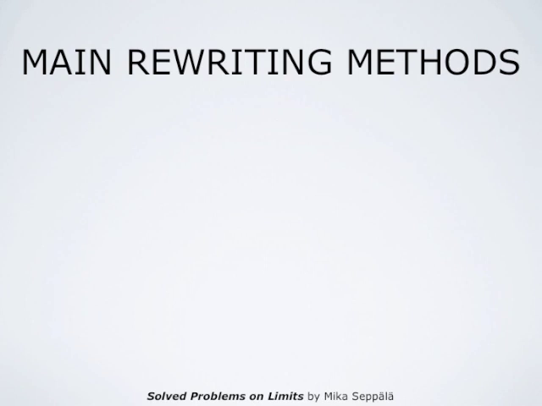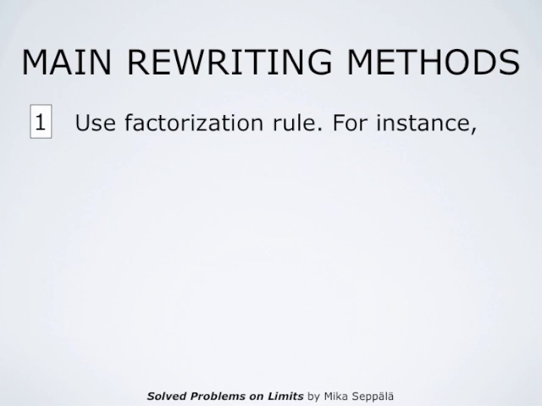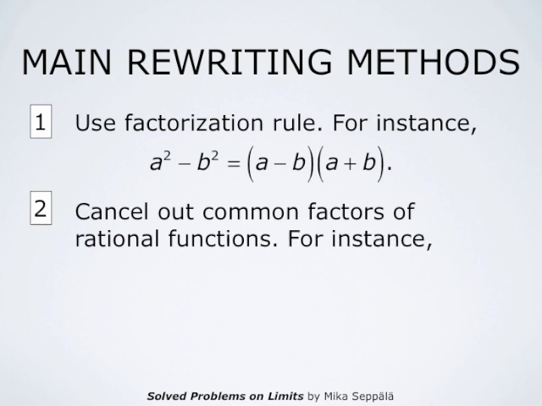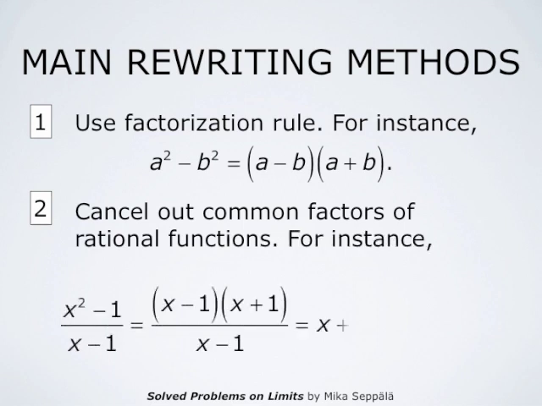In the computation, one frequently needs a factorization rule. Most commonly used is a squared minus b squared equals a minus b times a plus b. Second method is to cancel out common factors. For instance, x squared minus 1 divided by x minus 1. First of all, we factorize the numerator, we get x minus 1 times x plus 1. Denominator was x minus 1, we cancel out x minus 1, we observe that x squared minus 1 divided by x minus 1 is simply x plus 1. And as x approaches 1, this quantity approaches the number 2.